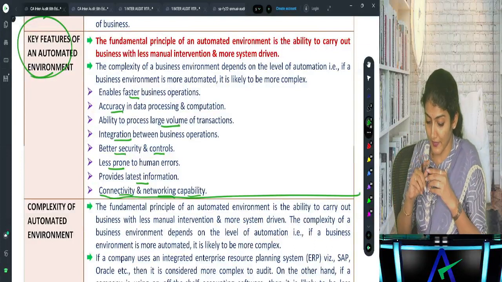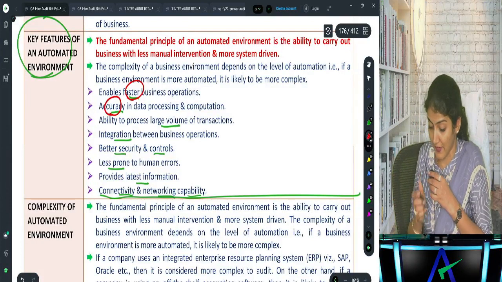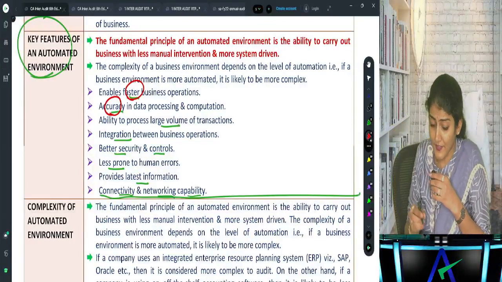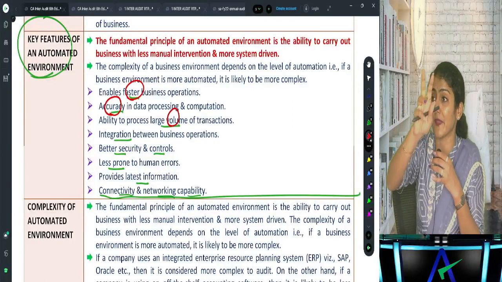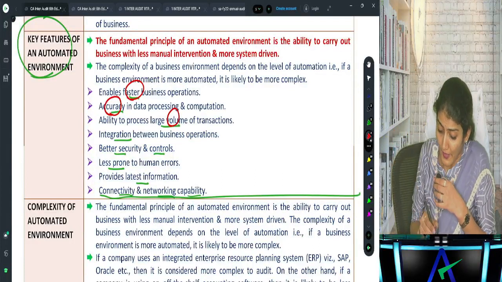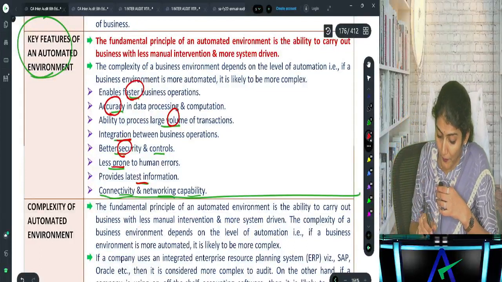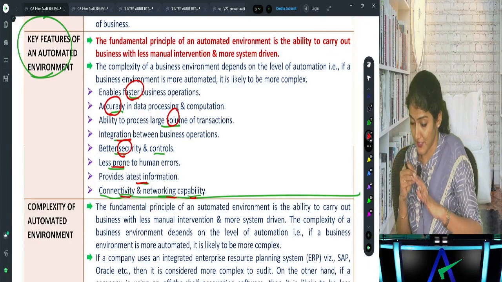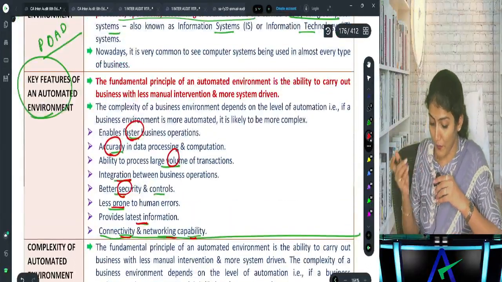Right. What are the great things? Faster business operation, then accuracy in data processing. Then even though it processes large volume of transactions, it is accurate. Then also integration, not that one record is updated and another record not updated. Then in spite of the integration, there is better security, no human error. It provides the latest information and the connecting and the networking capability. Okay, right. Yes, now what is the fundamental principle of an automated environment?